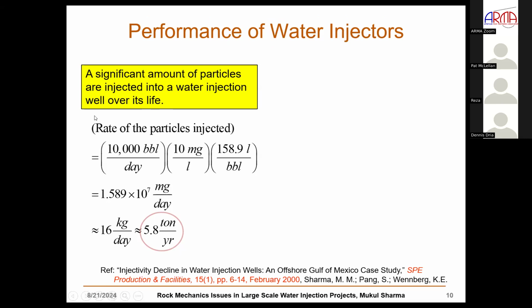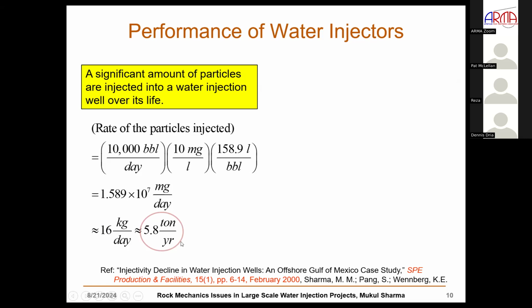And we had a joint industry project on this at UT at the time, which I had started back in 1990 or 91. And we did a very simple calculation. I said, okay, if you inject, let's say 10,000 barrels a day at 10 ppm, so that's 10 milligrams per liter, and you convert that into how much solids that is, it's about 16 kilograms of solids in a day that you're injecting, right? And that is about 5.8 tons in a year of solids.